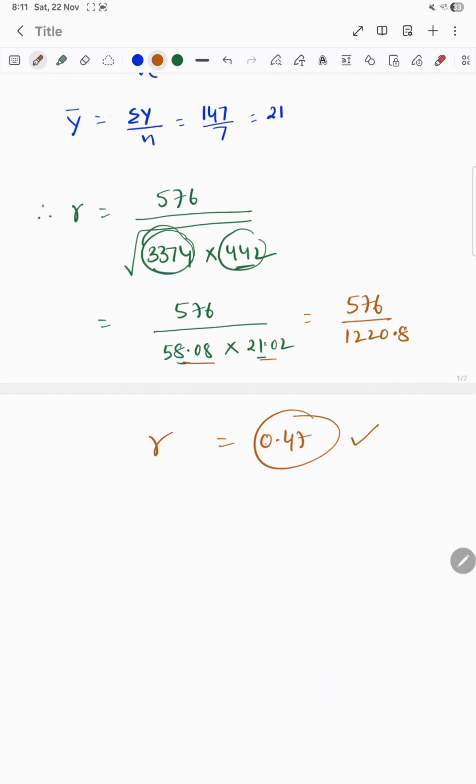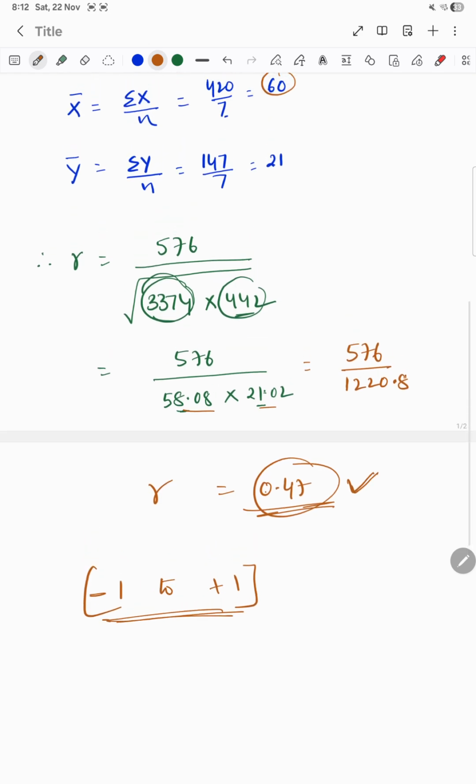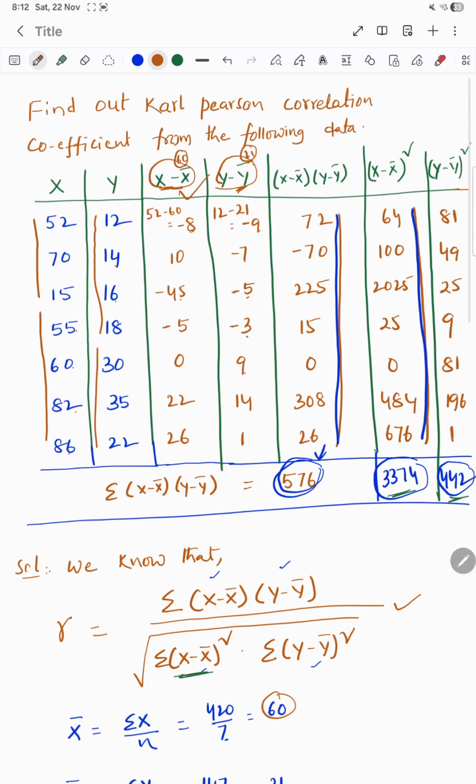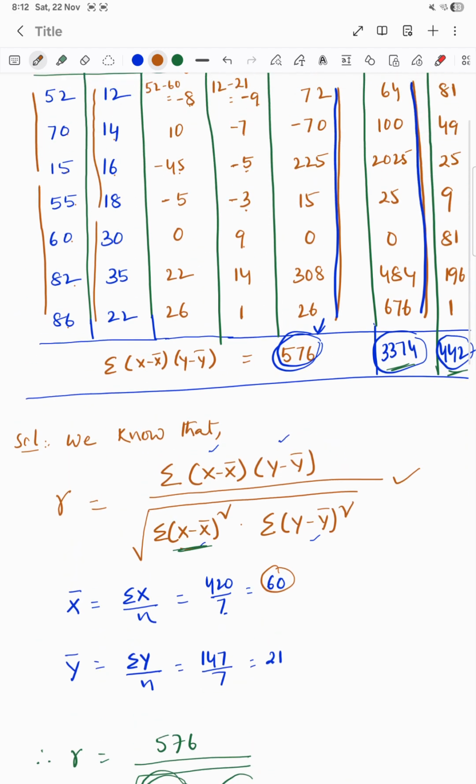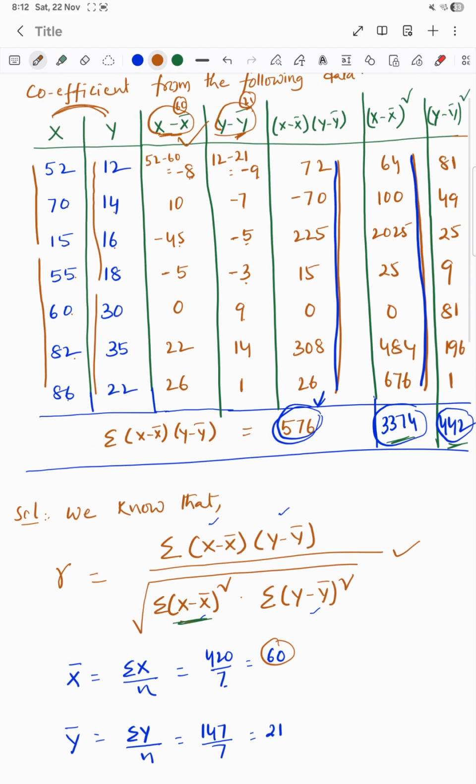So we can check whether our answer is right or wrong. As we know, the range for correlation coefficient is always from minus 1 to plus 1, and we got 0.47, so this is in between. Therefore our conclusion is 0.47 is a positive value. Therefore there exists a positive correlation between x comma y values. And second thing is 0.47 is nearby 0.5. Therefore there exists moderate correlation between the values of x comma y.